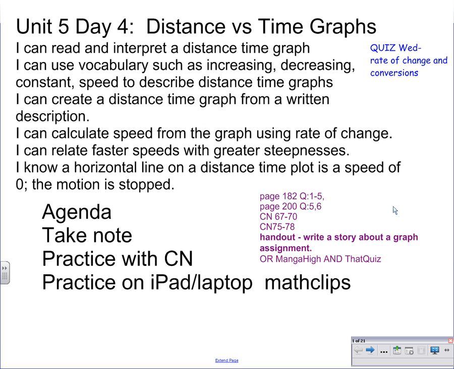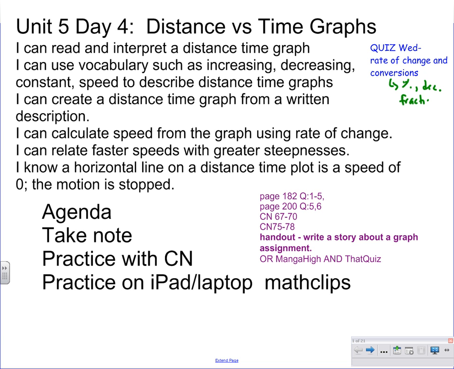Okay, today's work is continuing with distance versus time graphs. Please note there's going to be a quiz about rate of change in conversions on Wednesday. So we'll have more time with rate of change, and there's practice on Manga High and that quiz for your conversions. Those are between percent, decimal, and fractions.